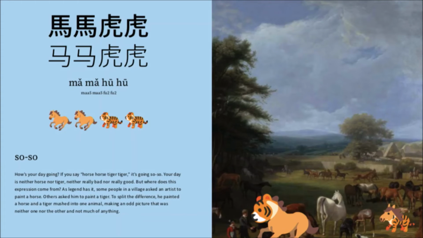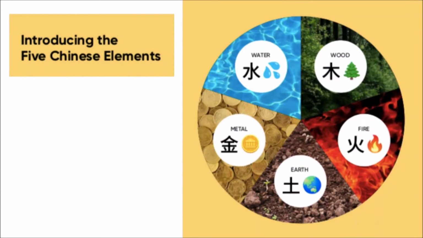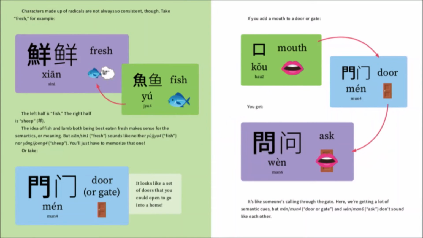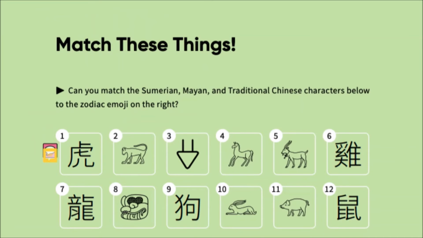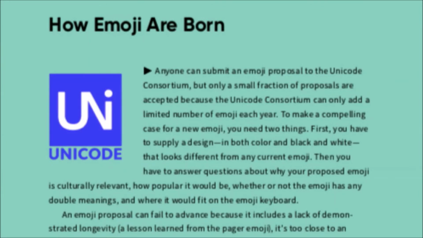You can also convey that in emoji. We talk to kids about the 5 Chinese elements, and there's a lot of discussion of the history of Chinese characters, also parallel through emoji. There's lots of exercises, like, can you match the Sumerian, Mayan, and traditional characters below with the zodiac emoji on the right? And of course, as any children's book on emoji should have, there's a whole section on Unicode.